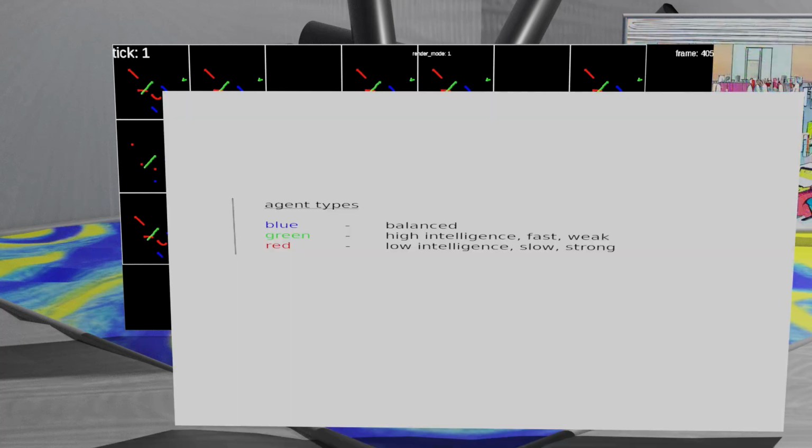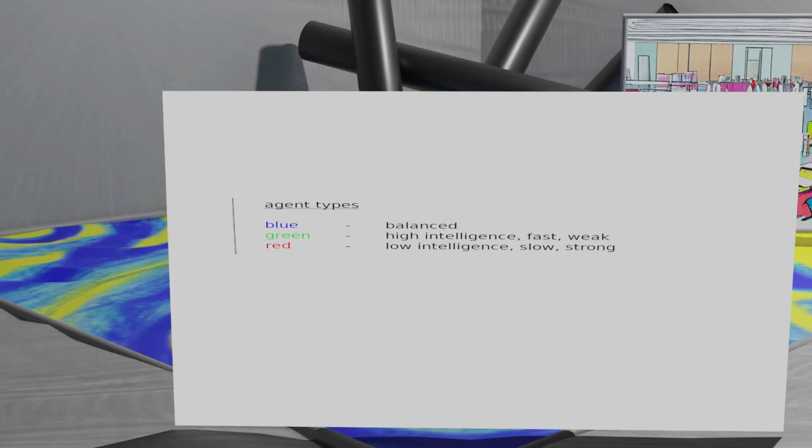The first one is balanced, all 4 properties have the same value. The second one has high intelligence, high vision, low weight and low strength, making it smart and fast but weak in fights. The third one has low intelligence, low vision, high weight and high strength, making it slow and not that thoughtful, while having the highest probability of winning a fight.